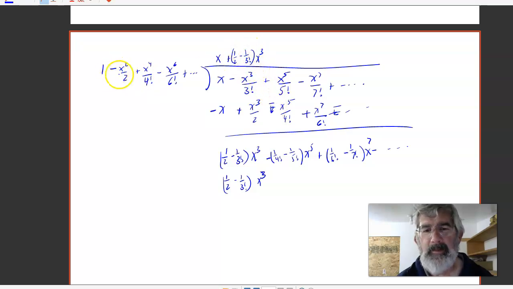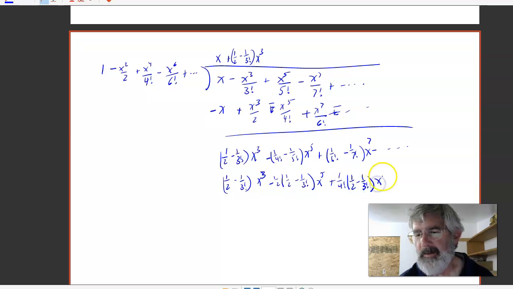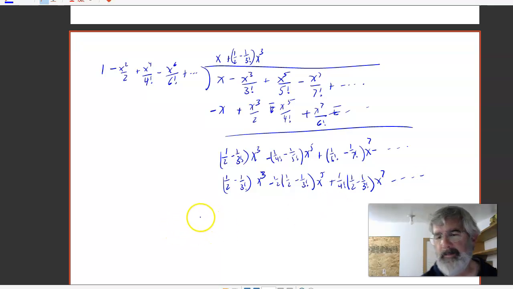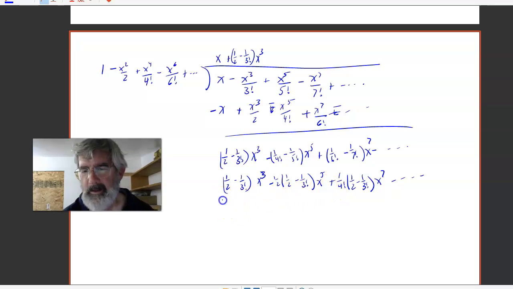So this times the minus 1/2. So I got minus 1/2 times 1/2 minus 1 over 3 factorial. And this is now x cubed times x squared, so that's going to be an x to the 5th. And then plus and so on. What do I have? I've got 1 over 4 factorial times 1/2 minus 1 over 3 factorial x to the 7 minus and so on. My face is in the way. Let's go over here. Subtract.